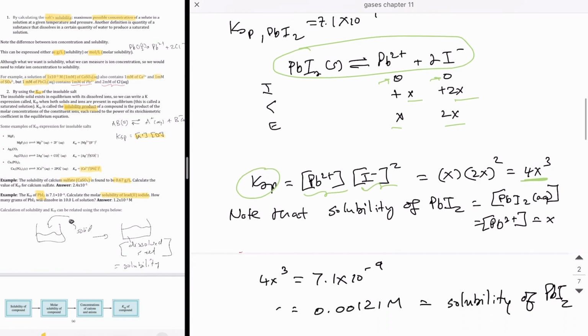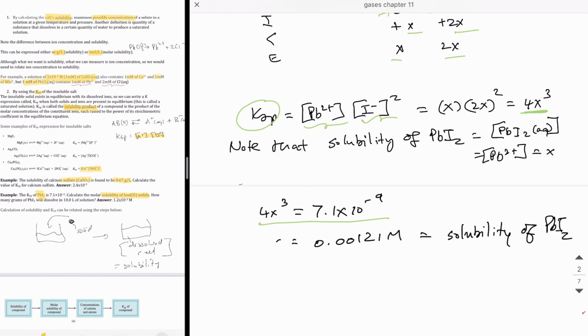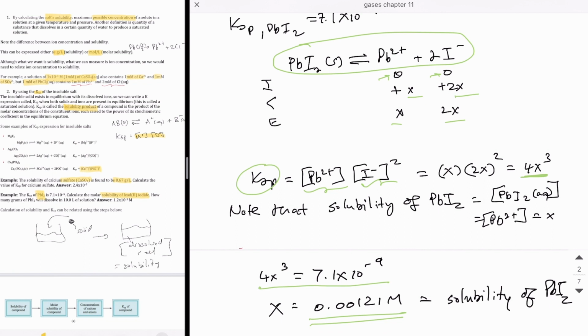The KSP is given already, so we can solve where 4x cubed is equal to 7.1 times 10 to the minus 3. So x here is equal to this number. And what you have to think about is what that x represents. In our ICE table, x represents the lead ion concentration. It's not the iodide ion concentration. It's just the lead ion concentration. But as it happens, x is of course also the solubility of lead iodide.